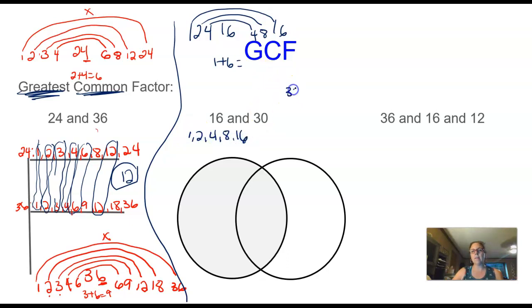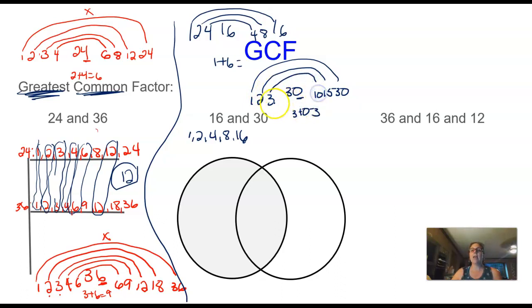So let's do 30. So we have 1 and 30. It is even, so 2, and it's 15, because I happen to know that half of 30 is 15. 3 goes into it, because 3 plus 0 is 3, so 3 times 10. 4 does not go into it. 5 goes into it, because it ends in a 0. So 5 times 6 is 30. So our factors of 30 are 1, 2, 3, 5, 6, 10, 15, 30.